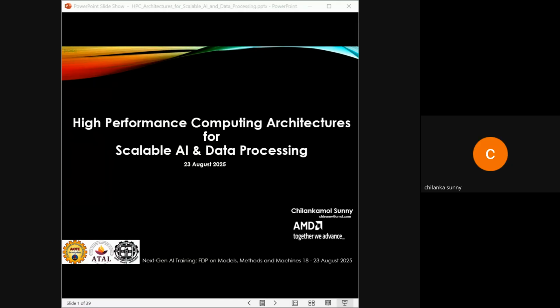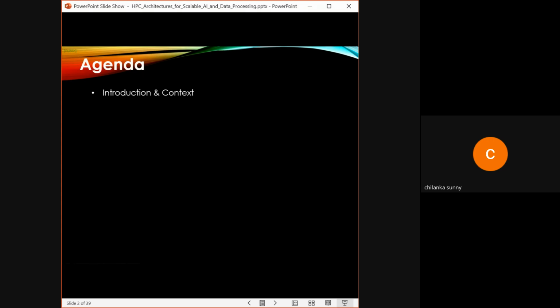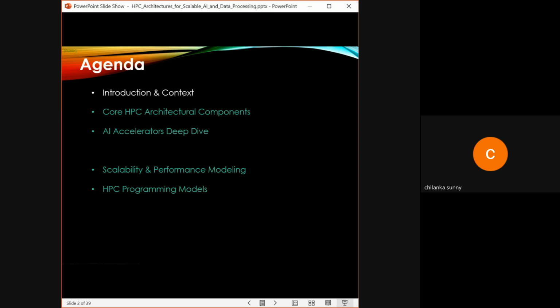Good afternoon, everyone, and welcome to this session on high-performance computing architectures for scalable AI and data processing. Before going into the technical details, let me first set the context. We are living in a time where artificial intelligence is pushing the boundaries of what our computing infrastructure can handle. And HPC is becoming central to meeting those demands. And that's the motivation behind choosing this topic. I've planned this session as a mix of conceptual understanding, real world trends, and practical examples. So by the end, you will be able to connect the HPC concepts directly to AI applications.